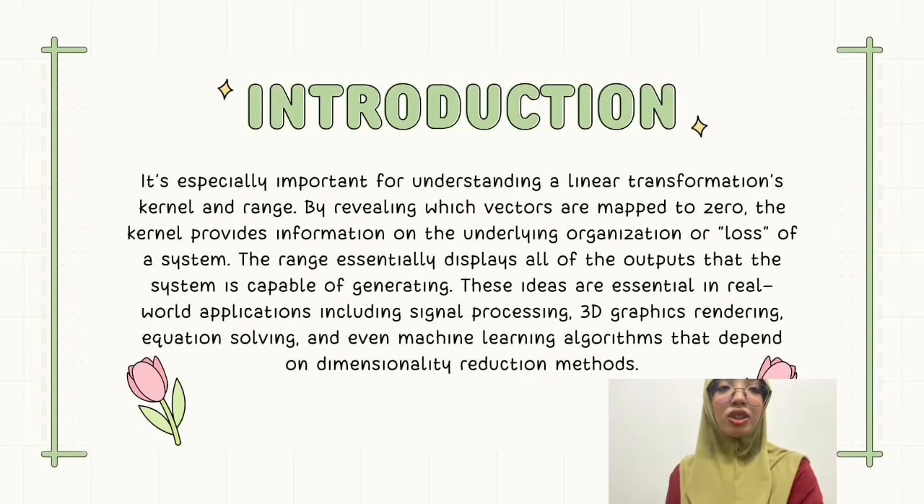Understanding the kernel and range of a linear transformation is especially important. The kernel tells us which vectors get mapped to 0, offering insight into the internal structure or loss within a system. The range shows us all the possible outputs, essentially what the system is capable of producing. These concepts are critical in real-life applications such as 3D graphics rendering, signal processing, solving systems of equations, and even in machine learning algorithms with dimensionality reduction techniques.